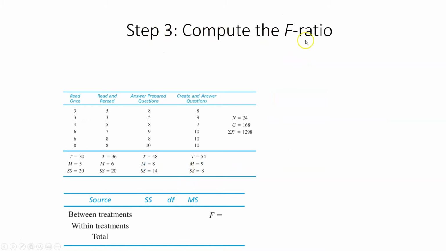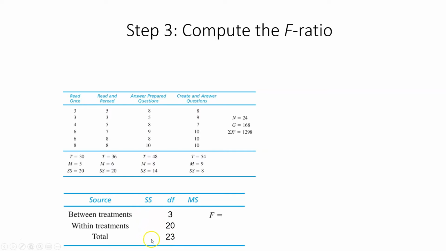Step 3 is to compute the F ratio. So remember, we have an ANOVA summary table down here with SS, DF, and MS. We have to figure out the values for each cell, and F. Well, we already figured out the degrees of freedom, remember? Because we had to do that in order to find the critical F value.